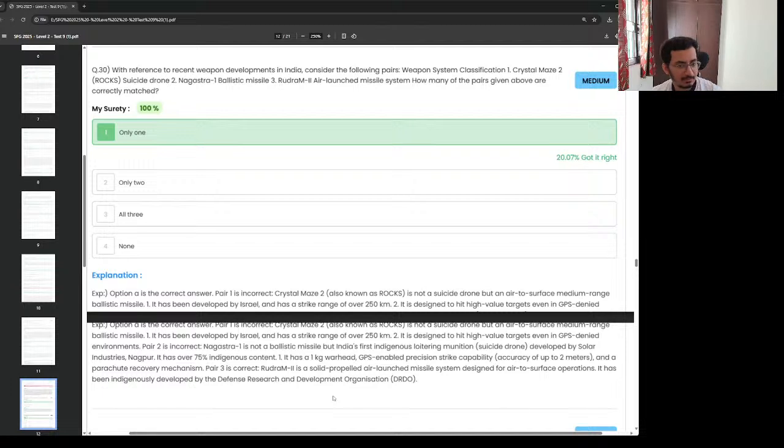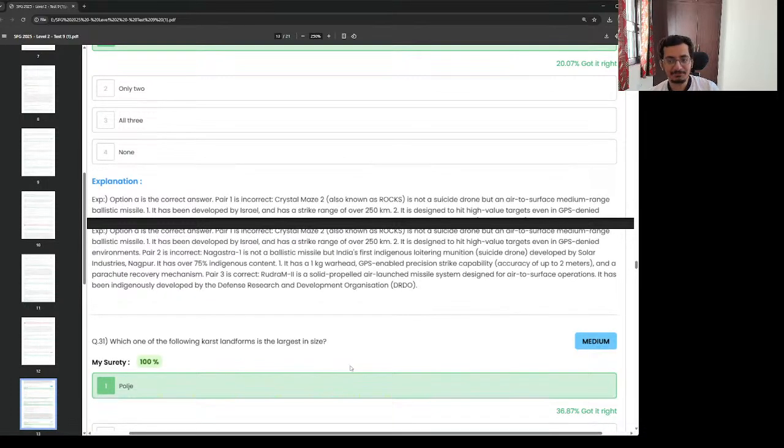Peru is correct. Even Nagastra is not a ballistic missile, but it is a suicide drone. Okay, Nagastra is. Yeah, that sounds about right. Made by Solar Industries, Nagastra is this drone and parachute, while Rudra is a long-range missile system. Okay.